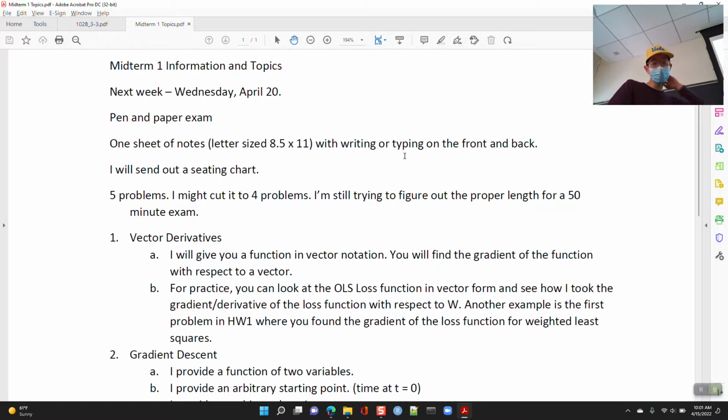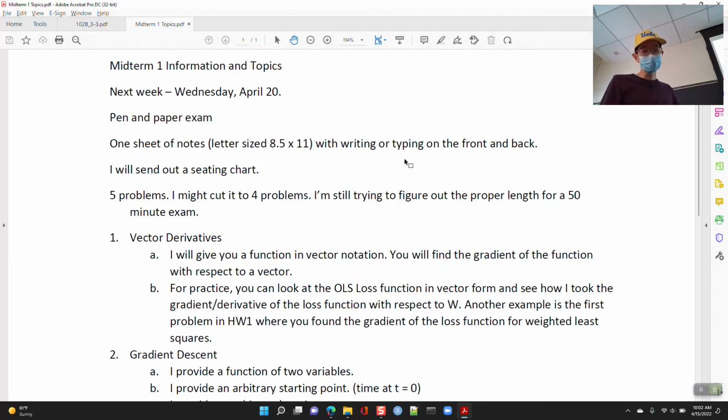Okay, so it's going to be Wednesday, right here in class. You're allowed one sheet of notes, letter-sized, writing on the front and back, writing or typing, so up to you. And I will send out a seating chart, and so you have that to look forward to. Okay.